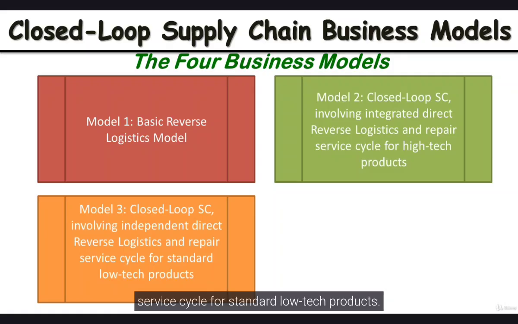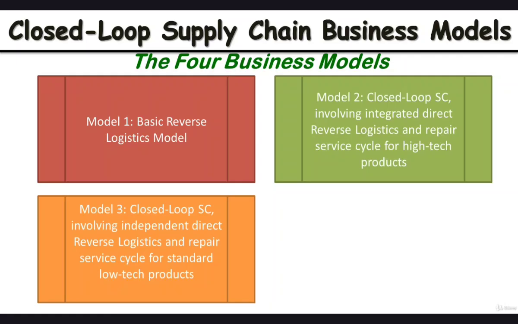The third model is closed-loop supply chain involving independent direct and reverse logistics repair service cycle for standard to low-tech products. In this business model, the end user or purchaser uses its own internal plant and building maintenance service force or its own supply chain processes rather than relying on the outside original equipment manufacturers or indirect dealer channels. In this model, the buyer or user is typically a large organization with a number of smaller dealers or original equipment manufacturers supporting it.